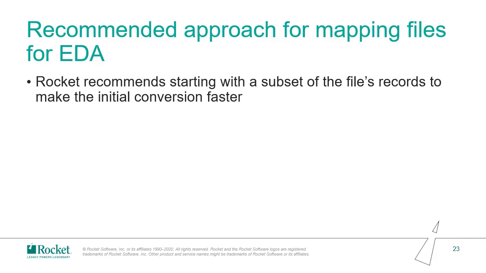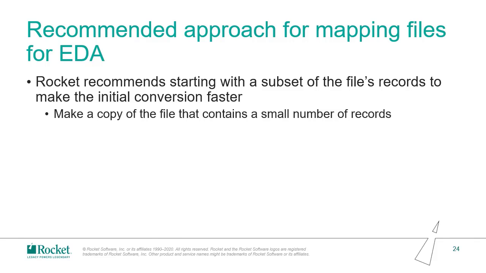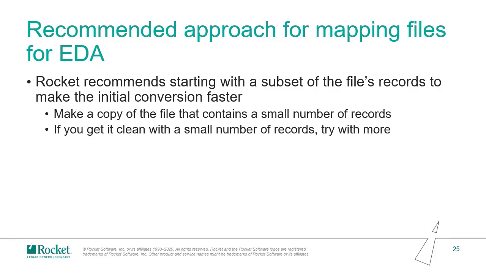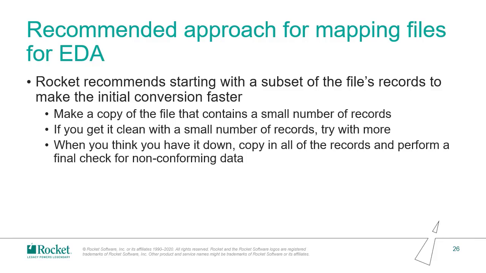So we recommend starting with a subset of the file's records to make the initial conversion faster. So I like to make another copy of the file that contains a small number of records, maybe 1,000. That usually seems to work pretty well because 1,000 records will convert pretty quickly. If you can get it clean with that small number of records, bump it up. Try for some more. When you think you've got this thing nailed and you've identified the possible causes for non-conforming data, go ahead and copy in all the records and do a final check for non-conforming data.